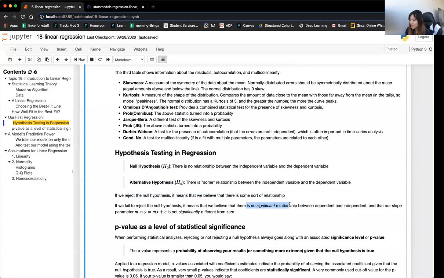So if we fail to reject the null hypothesis, that's just the opposite. We believe that there's no significant relationship between dependent and independent, and that our slope parameter is not significantly different from 0. And so here's where we bring in the numbers. For no relationship, and we talked about this at the very beginning when we talked about correlation, if you have a correlation of 0, it means that there is no relationship. There's a slight difference between correlation and coefficient, but in this case, having your coefficient as 0 means that there is no significant relationship.